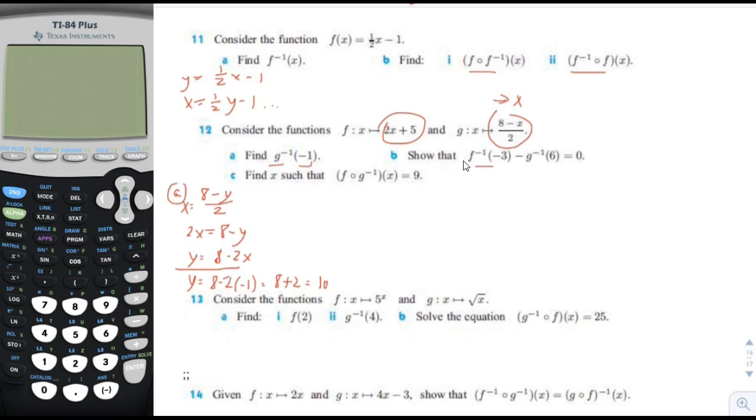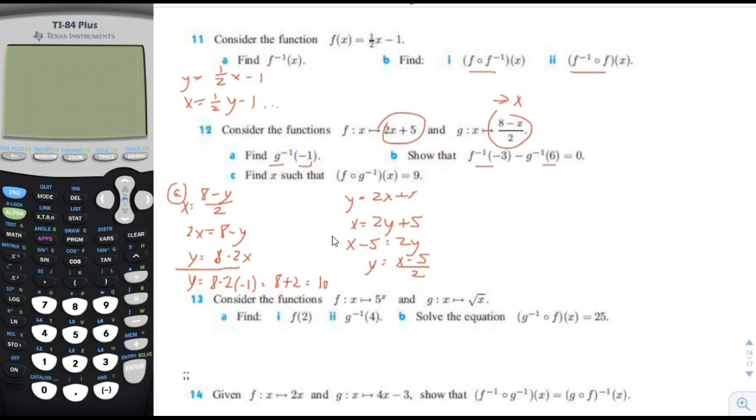B. Show that the inverse function of f with -3 in it minus the inverse function of g with 6 in it is equal to 0. Okay, so let's find the inverse function of f. So we'll get y equals 2x plus 5, and then we're going to do the variable interchange. You guys are getting good at this now, right? Getting good at your algebra too. x minus 5 divided by 2.